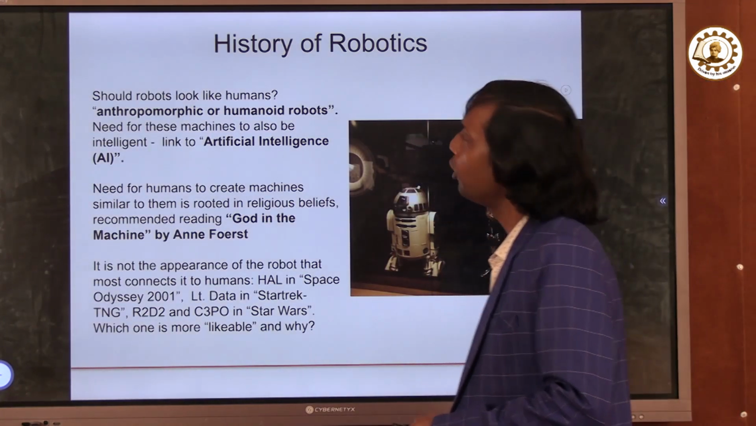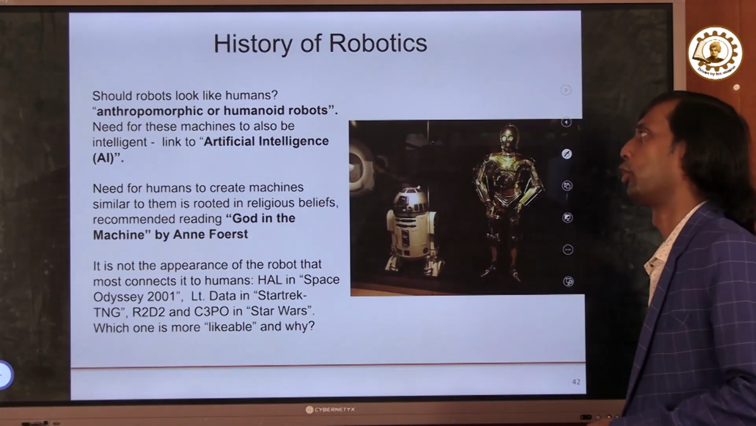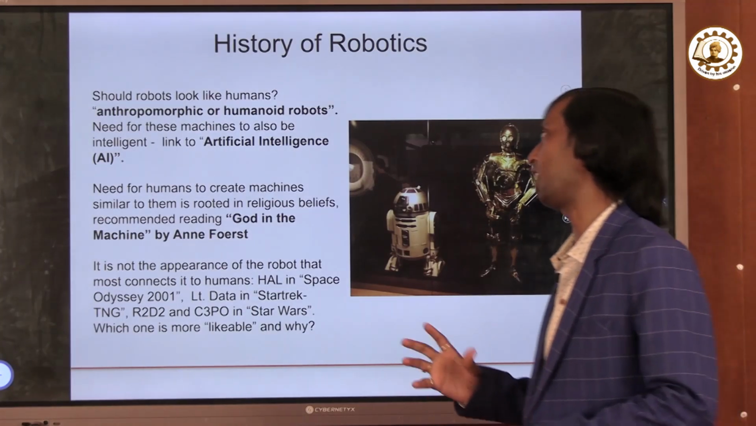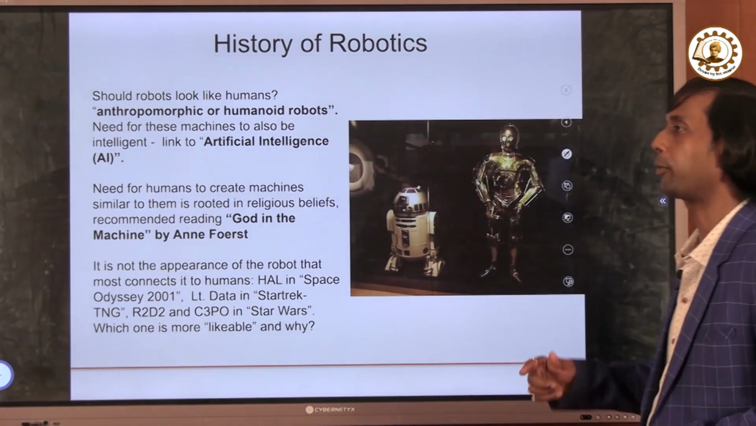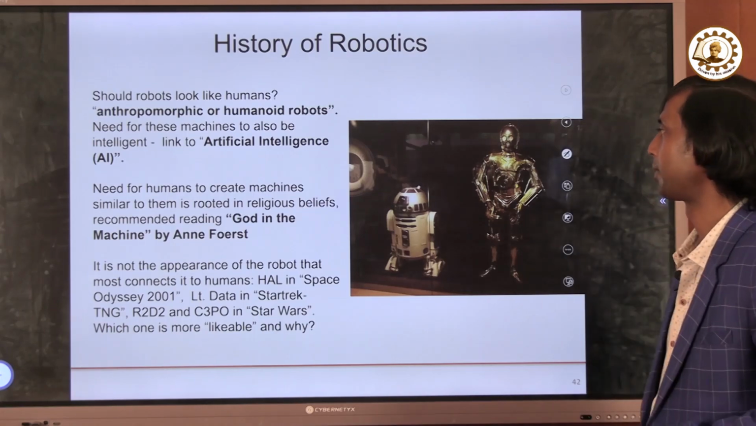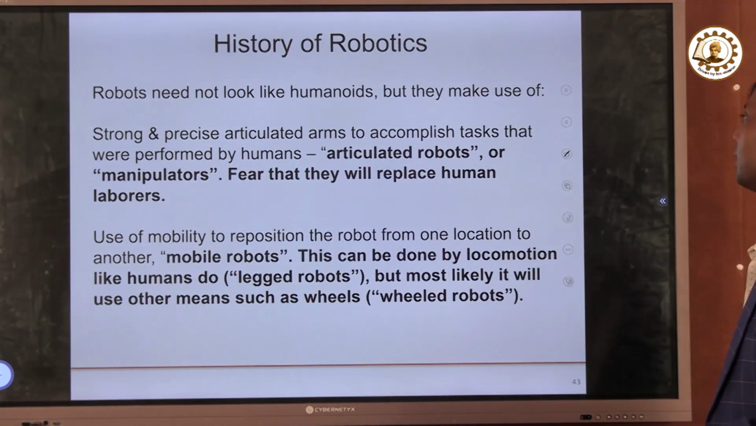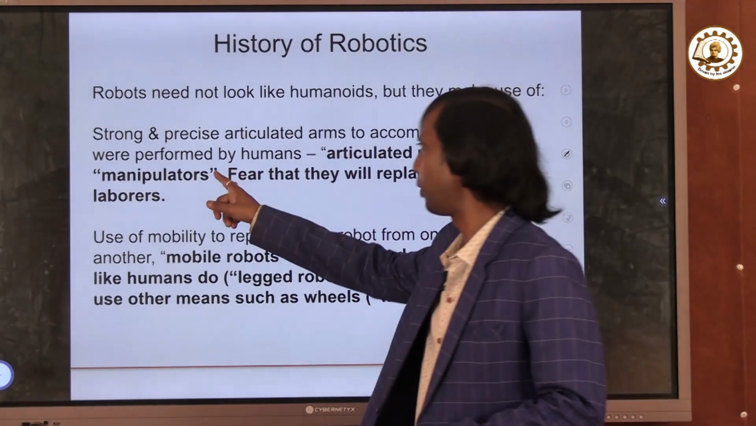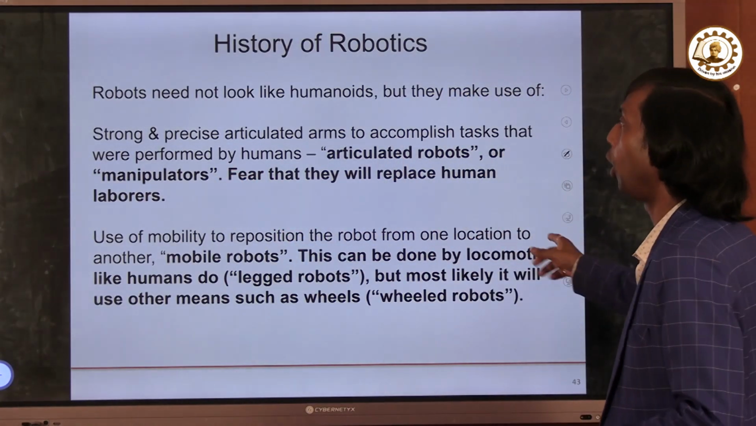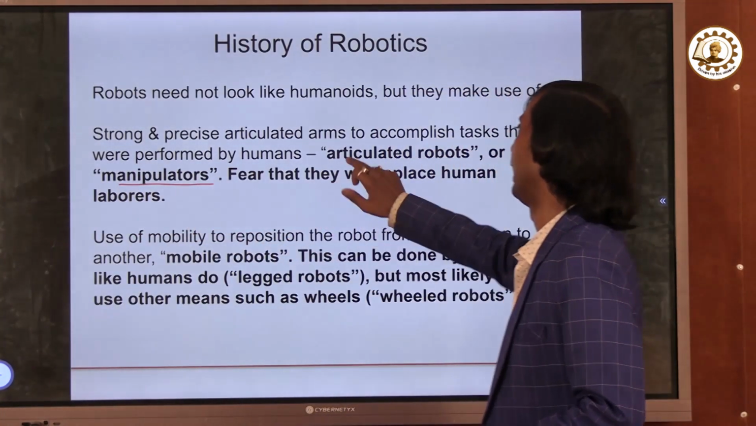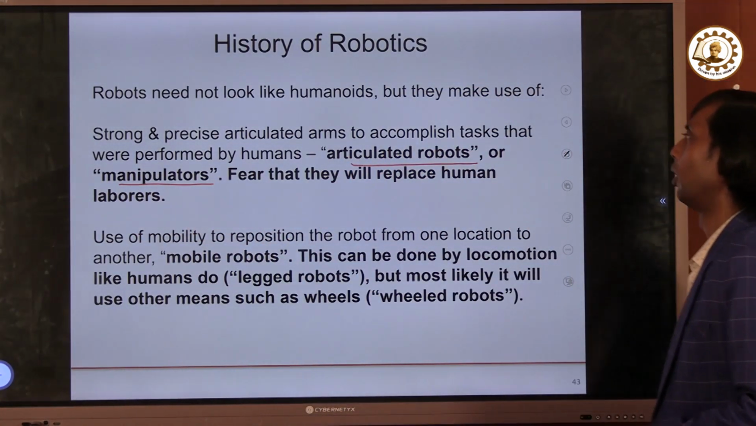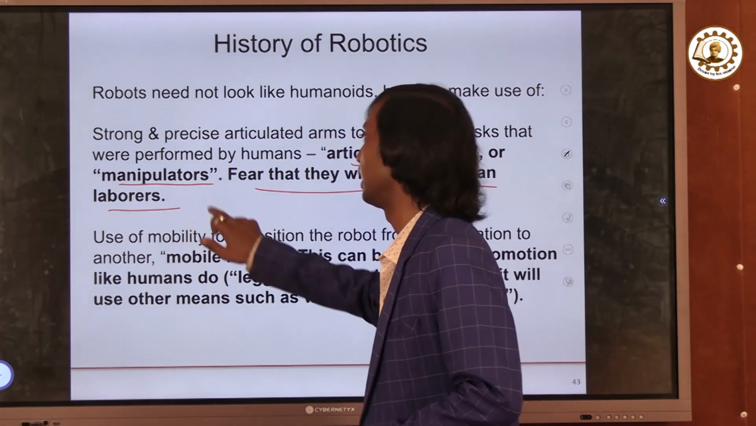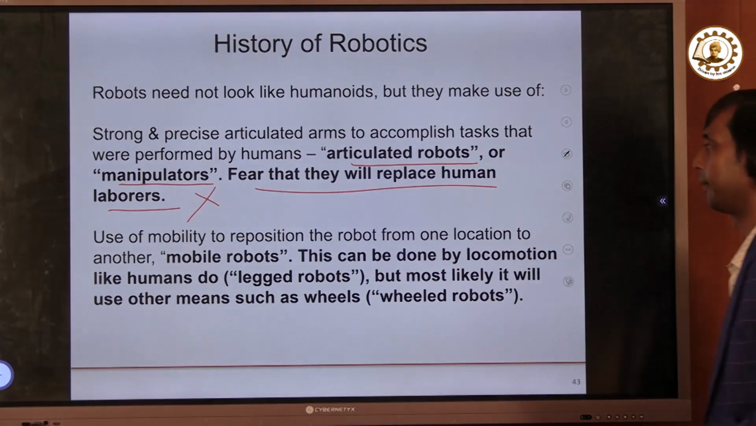Should robot look like human? Anthropomorphic or humanoid robot is actually needed for this reason also. If we fit artificial intelligence, okay, it can perform like a human being. Strong and precise articulated arm to accomplish tasks that are performed by human, articulated robots or manipulator. Manipulator is one kind of robot, okay, articulated robot. Fear they will replace human labor, but it is not totally true. Okay.